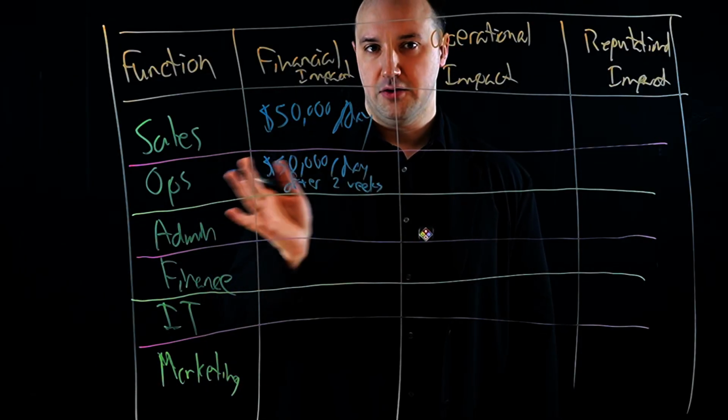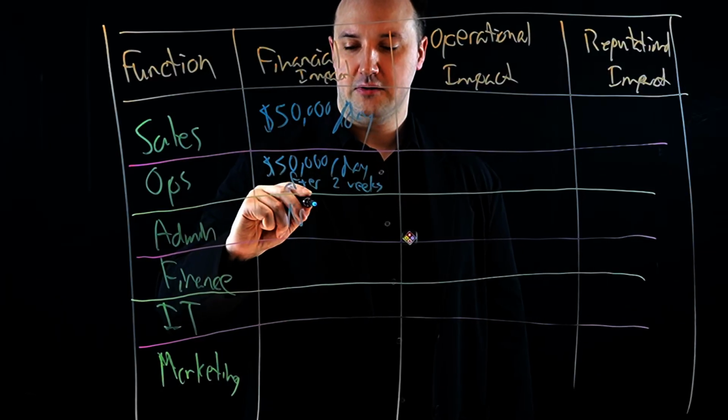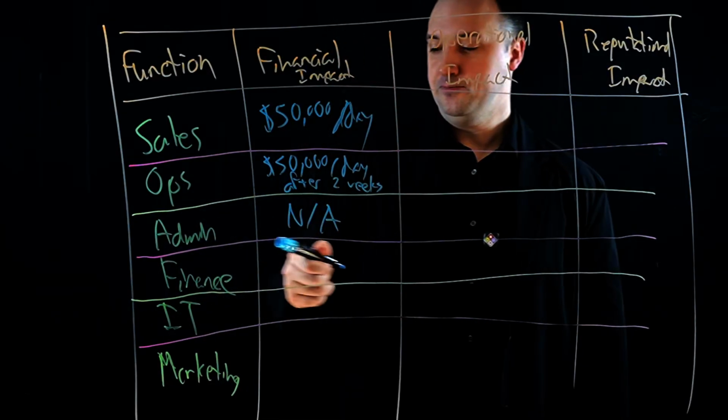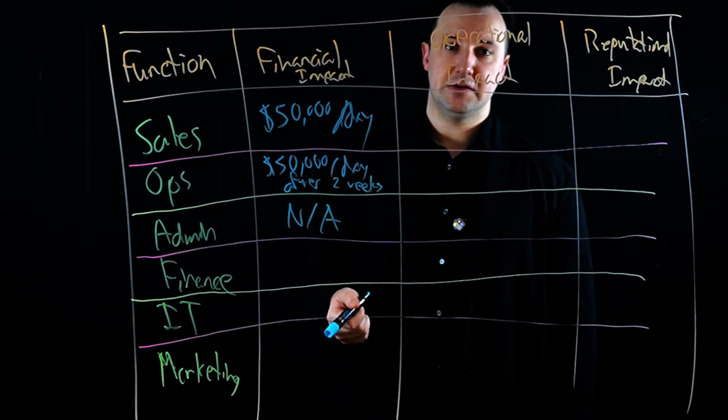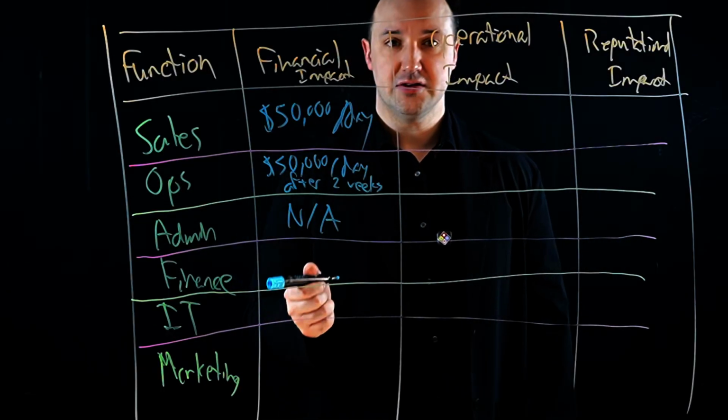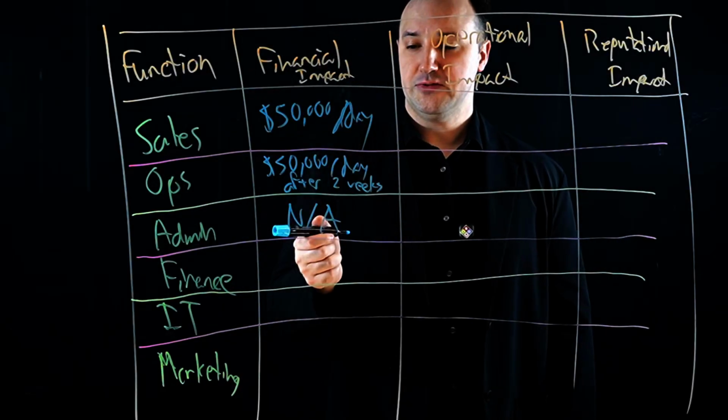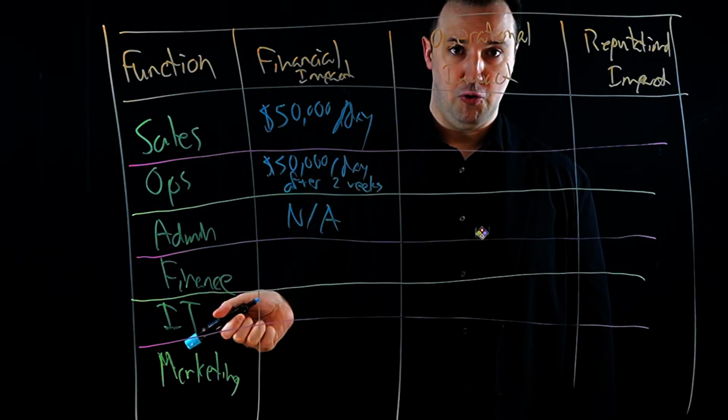For this example, other examples might be different. So we'll have not applicable. Finance. Now, your finance department in a lot of businesses or a lot of organizations is a department that helps you make money by making your money grow.